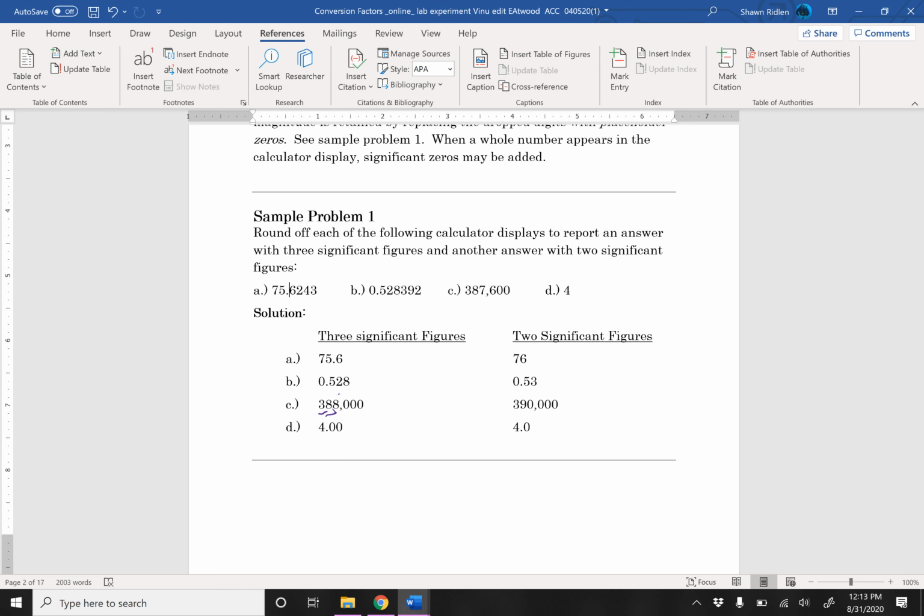But I can't lose the value of my number. If I don't put these zeros in, then I just have 388. But that's not what I have. That's not the number. The number is 388,000. So I have to still include these zeros.